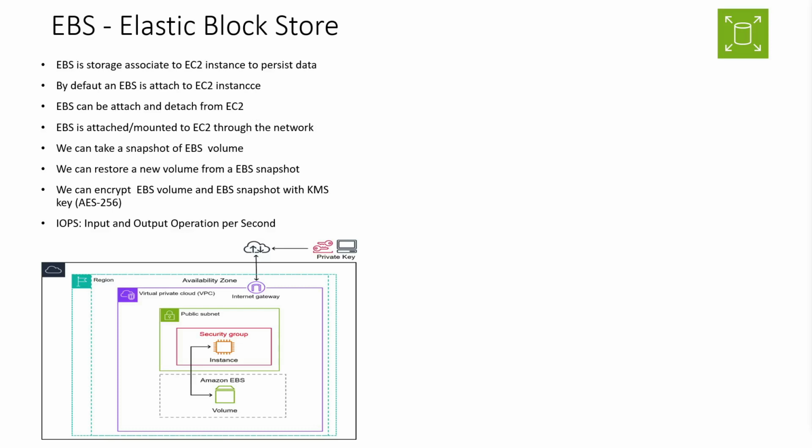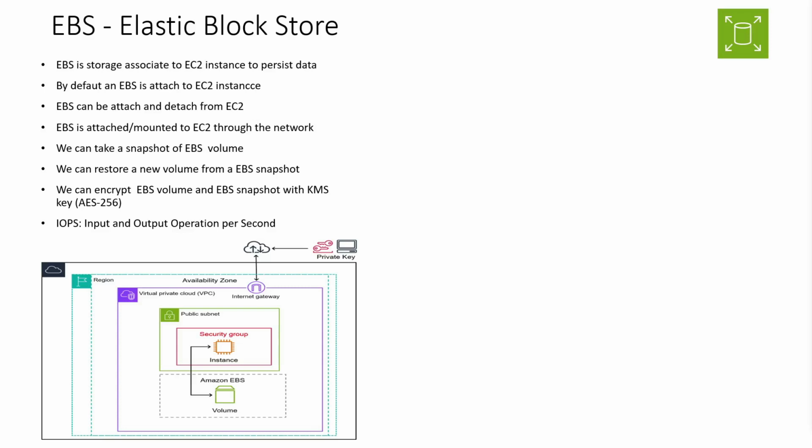EBS can be attached and detached from an EC2 instance. EBS is attached to an EC2 through the network. We can take a snapshot of an EBS volume. We can restore a new volume from an EBS snapshot. We can encrypt an EBS volume and also encrypt an EBS snapshot with a KMS key.